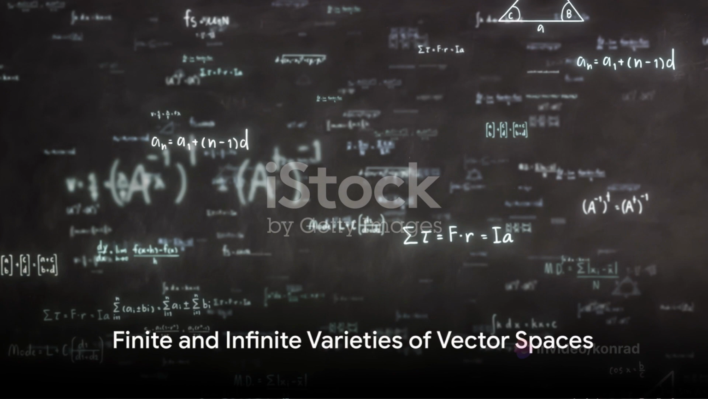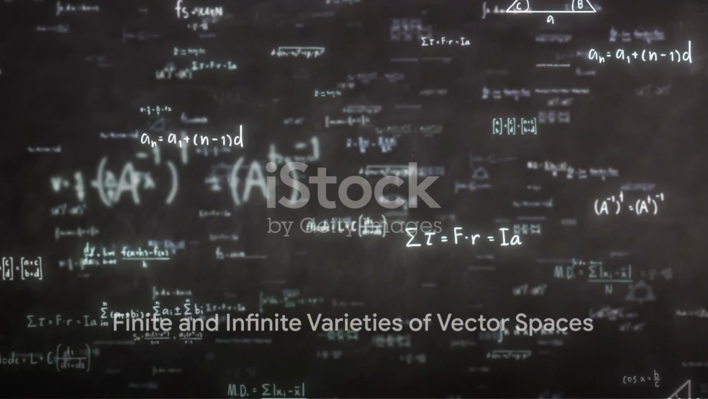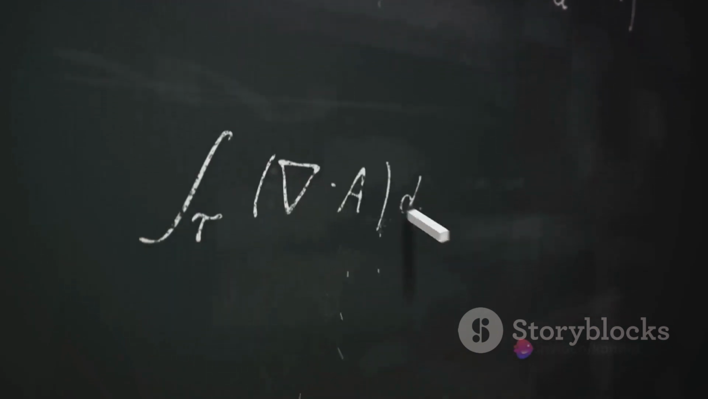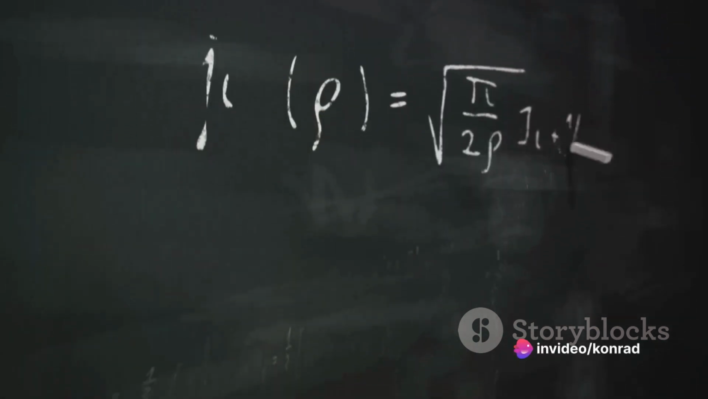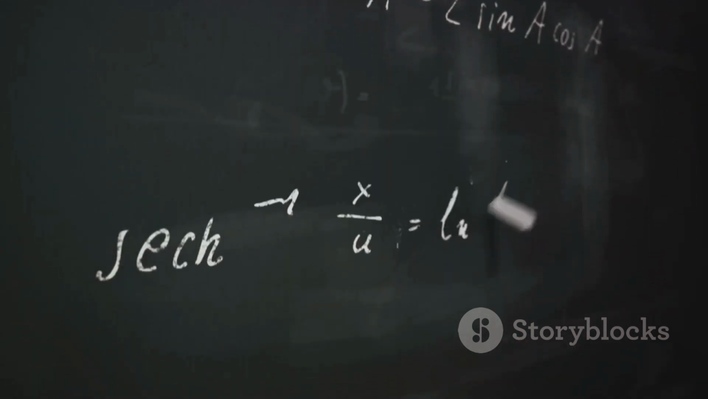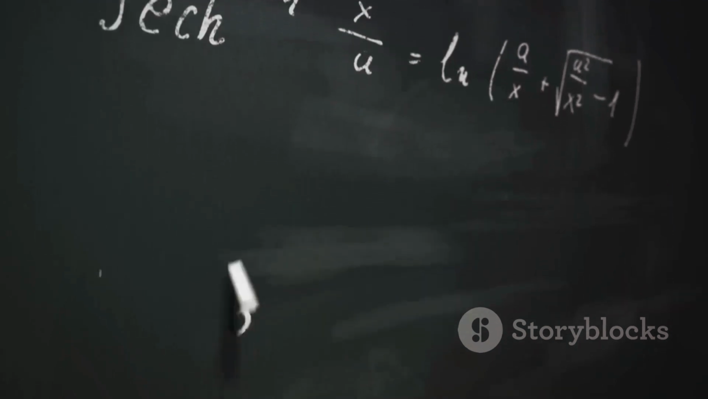Vector spaces can be finite dimensional or infinite dimensional. Finite dimensional vector spaces naturally occur in geometry and related areas, while infinite dimensional vector spaces pop up in various mathematical contexts. For instance, polynomial rings are countably infinite dimensional vector spaces.